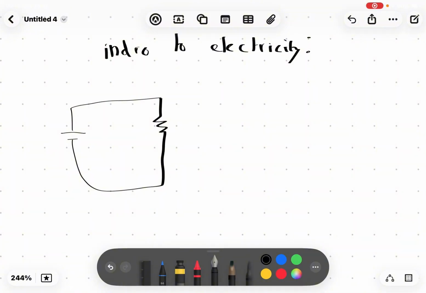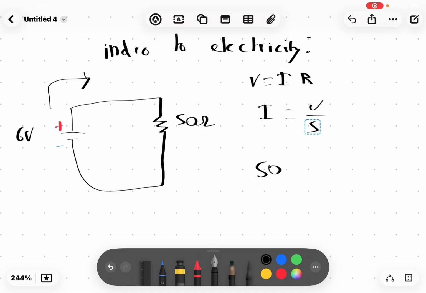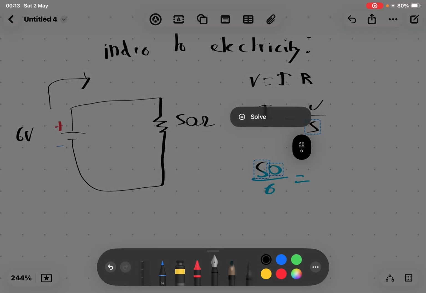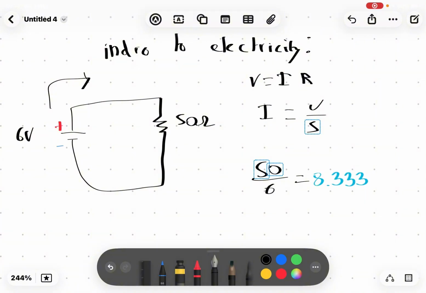However, beside the point, so this is the battery, positive and negative. Let's say the battery is 6 volts, the resistor is 50 ohms, and we want the current. Again, I'm just going through the basics. So Ohm's law, V equals IR. We need to find out the current. What's the current?